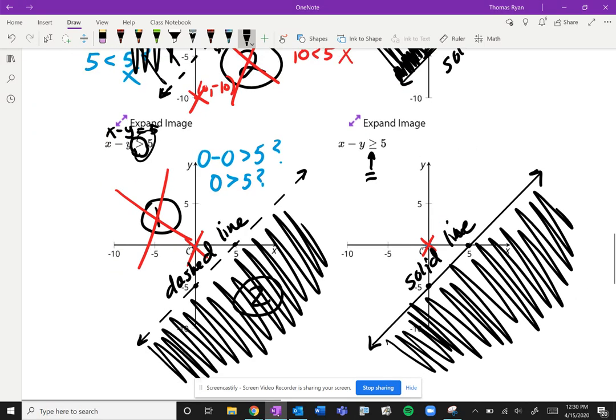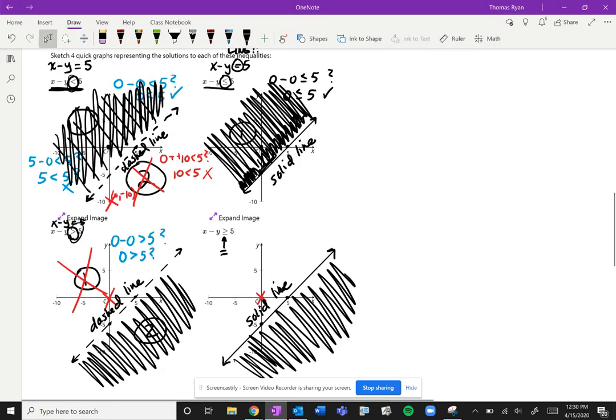Okay, so look at what we did here. We're thinking about area 1 versus area 2, testing that really easy point 0, 0, and then thinking, does that make my inequality true? If so, shade that side of the line. If it doesn't, you know it's got to be the other side of the line. Keep it dashed if it's strictly less than or greater than. Include the solid line if you have that equal to bar underneath.